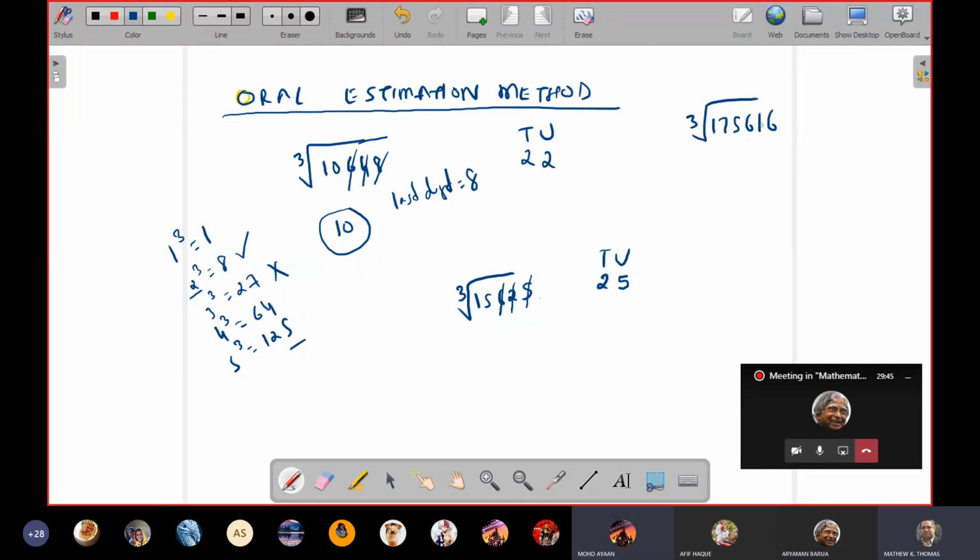56. So 1, 2, 3, cut. 175 is the number. Now 6 cube is 216. 216 is more than that. So 175 is less than 216. So we can't take it.